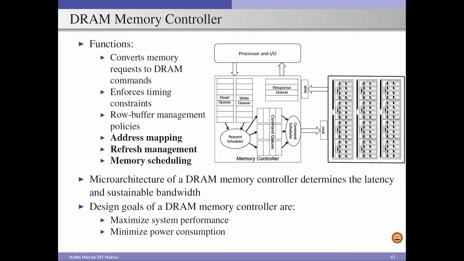We know that the processor issues load and store requests in terms of physical address to the memory, but actually the data is stored in the memory in terms of channels, ranks, banks, rows, and so on. Because the physical layout of the memory consists of a set of DRAM devices, part of DIMMs, and logically this entire DRAM memory can be considered as a set of rows, set of banks, set of ranks, and set of channels.